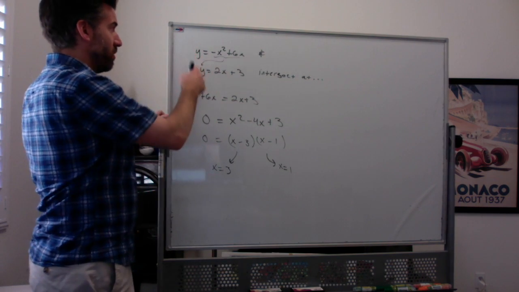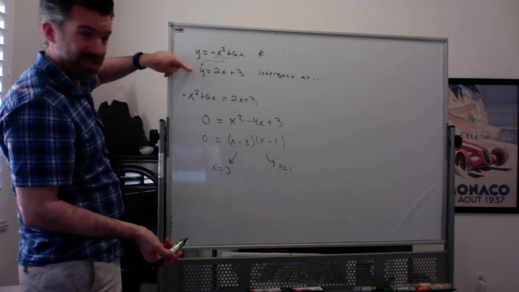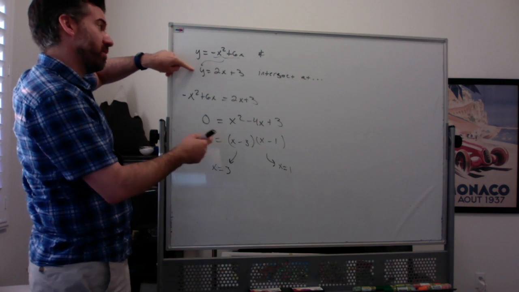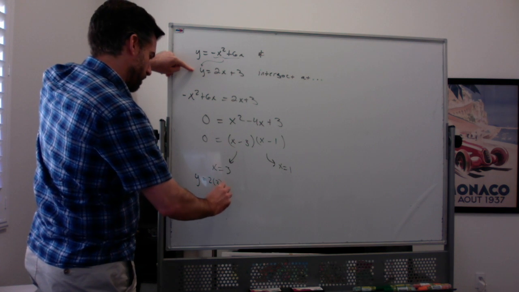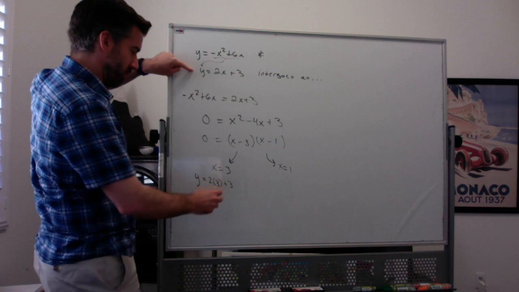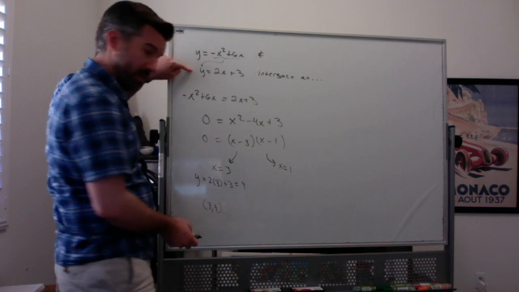So looking back at either equation, I can plug in x equal to 3 and get the y value. I'm going to pick this equation because it's easier to plug into. So I plug in 3 here. If x is 3, y is going to equal 2 times 3 plus 3, which is 6 plus 3, which is 9. So 3 comma 9 is one of my points of intersection.